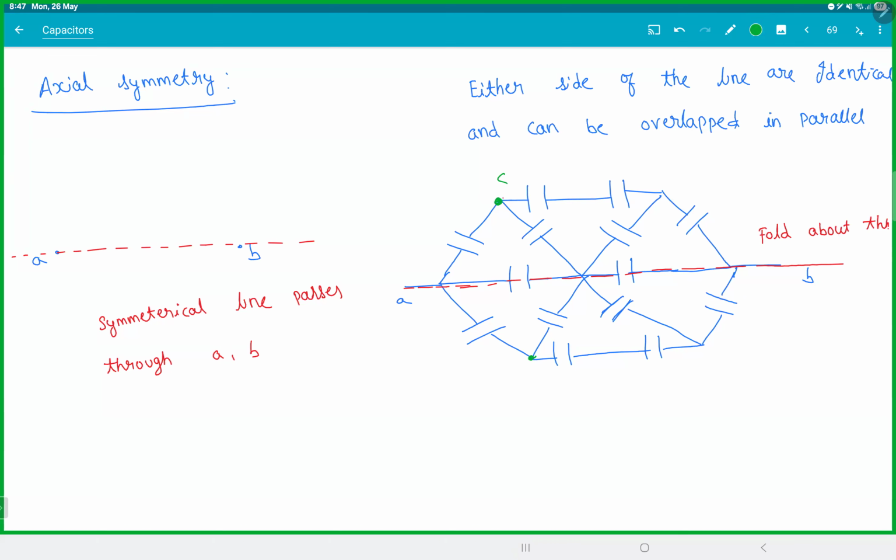This is C. This is also C. If you call this D, then this is also D. Because the up and bottom both are the same. So when you fold it, you're just keeping C's together and keeping D's together. Now if you fold, the circuit will become like this.